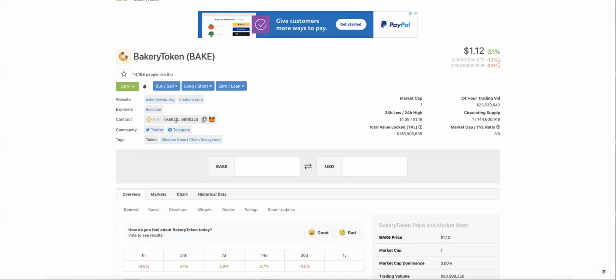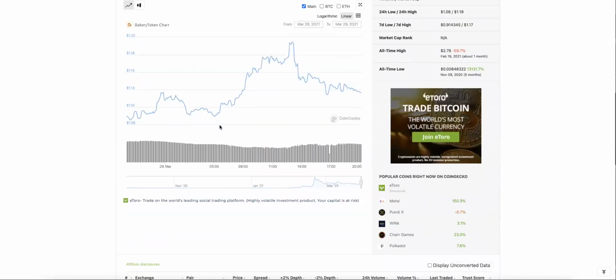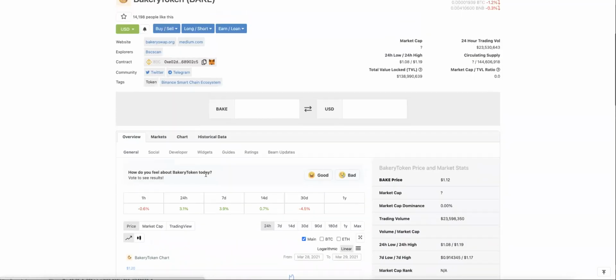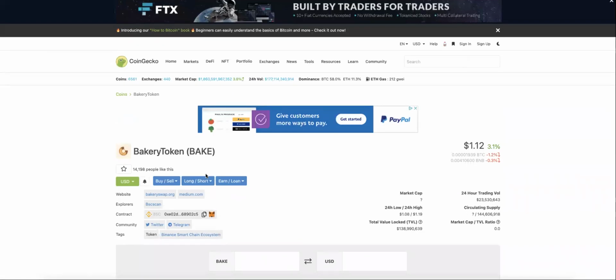Uniswap is a DEX on Ethereum, and PancakeSwap or BakerySwap is another kind of decentralized exchange. It's just like a copy of Uniswap, but it is running on the Binance Smart Chain. Now, the Binance Smart Chain is actually a copy of the Ethereum virtual machine. It's actually a clone of Ethereum.